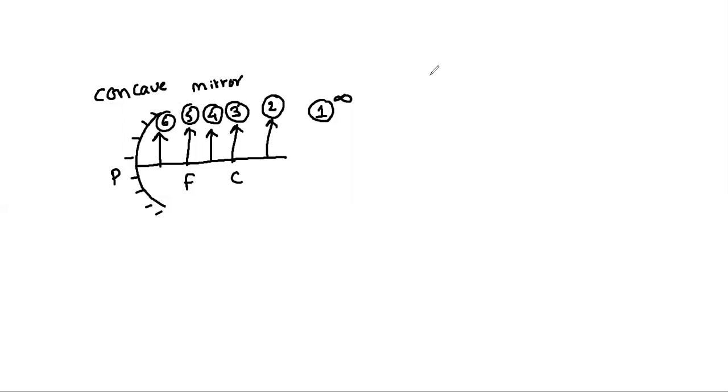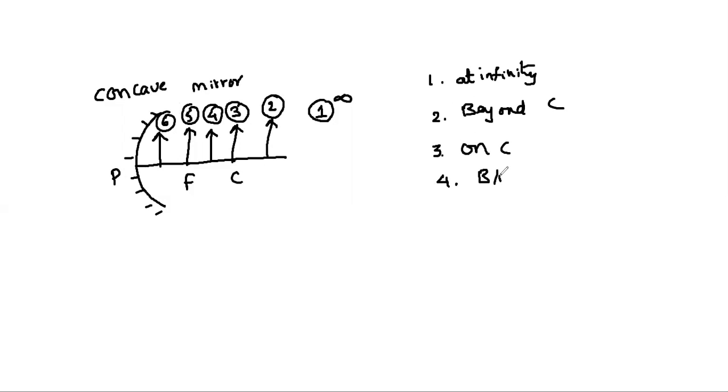The first position of the object is at infinity. Second position beyond C. The third position is on C. Fourth position is between F and C. Fifth position of the object is on F. And the sixth position of the object is between focus and pole.